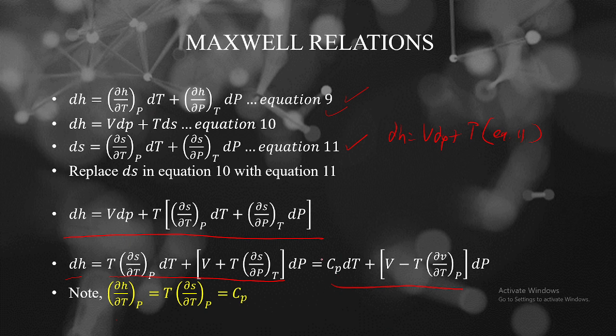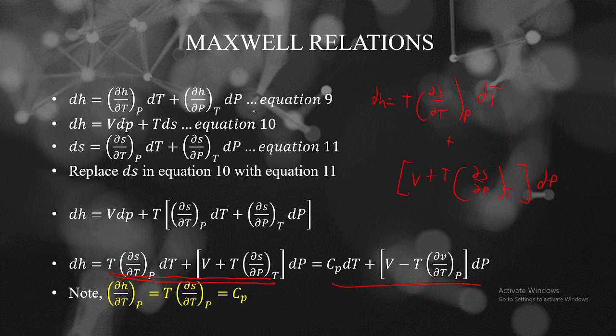So if I compare equation 9, let me clear the screen a bit. Let me write this out again. So from this part here, I have my dH equal to, if I should write the raw expression, if I should use this expression down here, it's going to be T del S del T at constant P dT, right, then plus V plus T del S del P at constant T dP. So I'm just rewriting what we have down here.